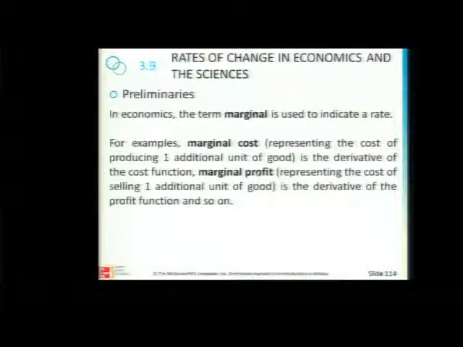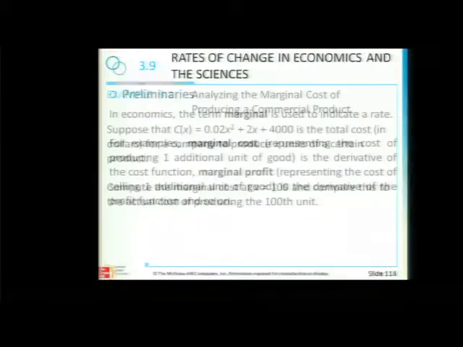And marginal profit, again, is defined in the same way. It's just that, of course, profit will be for sale, right? So this will be the profit from selling 1 additional unit of the product, and that is also the derivative of the profit function. So the derivative of the cost function will give you the marginal cost, whereas the derivative of the profit function will give you what is defined as marginal profit.